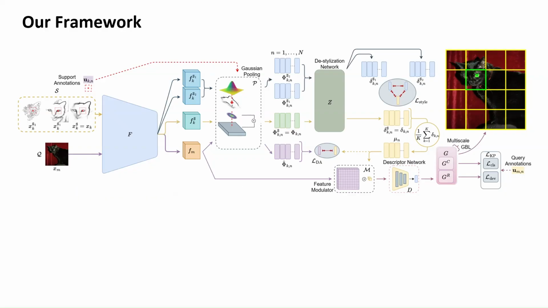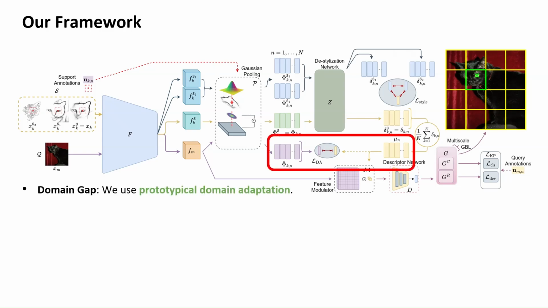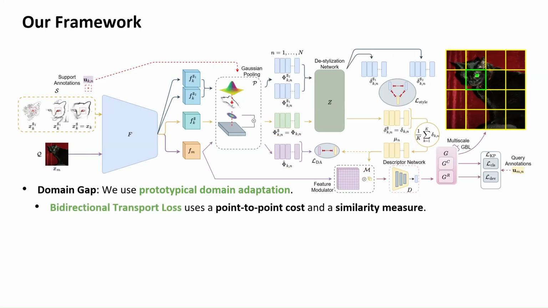Once we have our baseline framework, we look into the sketch photo domain gap as it is non-trivial due to unavailability of instance level sketch photo pairing. To address the domain gap, we use a prototypical domain adaptation strategy. This strategy originally used a bidirectional transport loss that estimates the required cost to transport queries to the support prototypes and support prototypes to the queries.